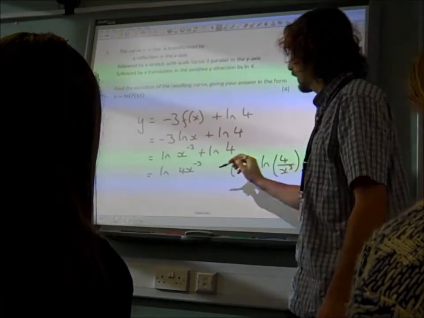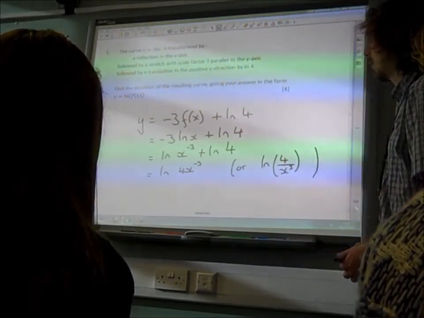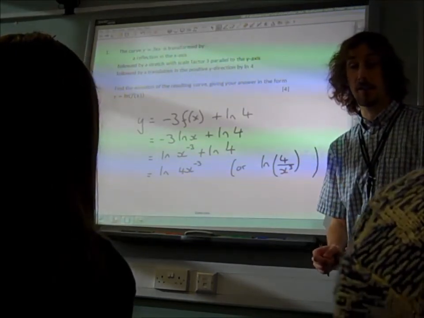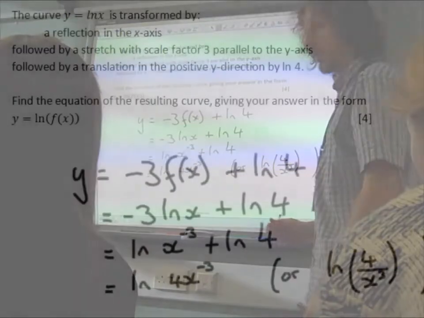And either of those would be a suitable correct answer for the 4 marks, and it looks like quite a nice 4 marks like that, doesn't it? So that's mark that. There we go. Good start.